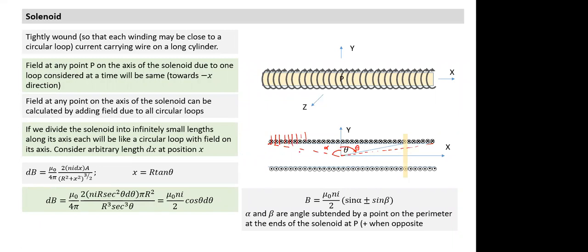Otherwise, both angles will always be in the opposite direction. Alpha and beta are the angles subtended by the points on the perimeter at the ends of the solenoid at P. So it is positive when they are opposite in sign. I hope all of you understood now. Is it understood better? So at all points on the axis of the solenoid, the field can be calculated.